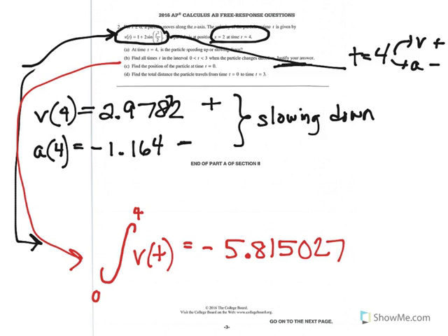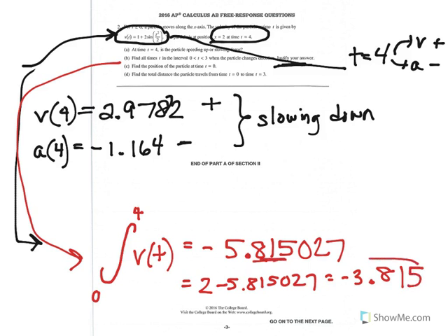So that's how far I went, but it says what's my location? Well, I started at time 0, I was at 2. So at 4, I will be at 2 minus 5.815027, which is equal to negative 3.815. You guys had them rounding to the thousands place. Negative 3.815.